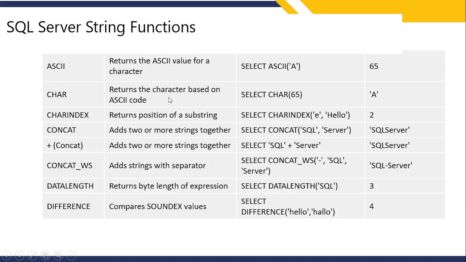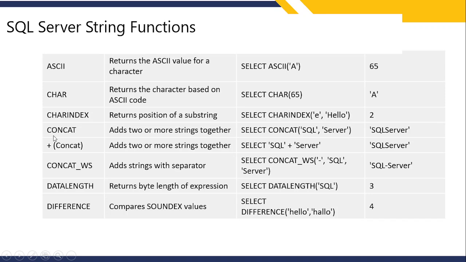CHAR will return the character based on the ASCII code. So CHAR of 65 will show capital A. Then there is CHARINDEX. CHARINDEX returns the position of a substring. So if I pass E and hello, it will return 2, indicating that E is appearing at the position 2.